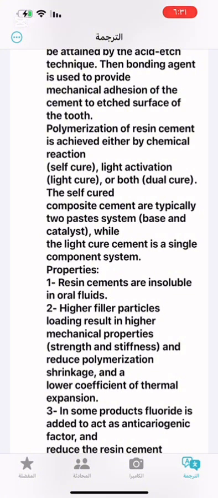3. The liquid should not be dispensed until just prior to the time of mixing, to avoid evaporation of water, which causes an increase in the viscosity, and this will cause decrease in strength and higher solubility. 4. The mix should be completed within 30 to 40 seconds.